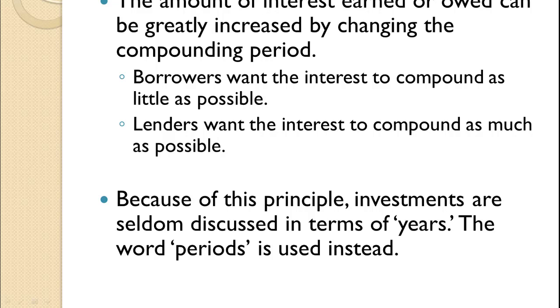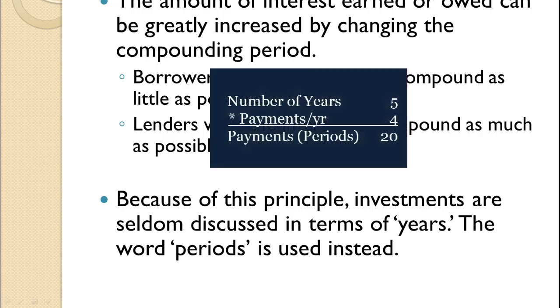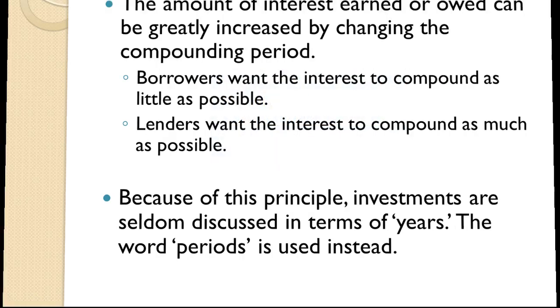They're talked about in terms of periods, which is what we use in our tables. A period is the amount of time between payments. So if you have a 5-year loan that pays quarterly, you have 20 periods because you're going to be making or receiving payments 20 times over those 5 years.